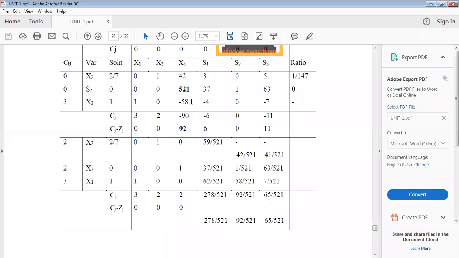These are the elements. So these are the elements, 2 divided by 7, divided by 42. So 1 by 147, 0 means 0 ratio. And 1 by minus 55, it is a negative ratio. It is the only ratio. So therefore, this is 0. How are you going to consider this 521? So 1 by 147 is the minimum ratio. So this should be considered as the key element.